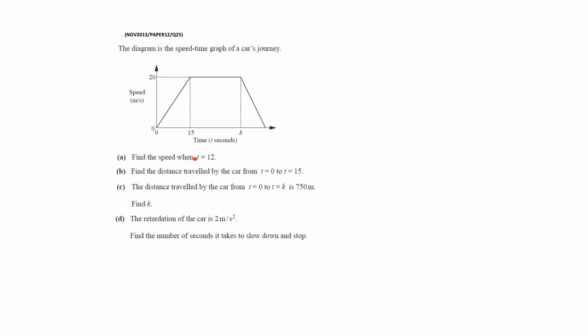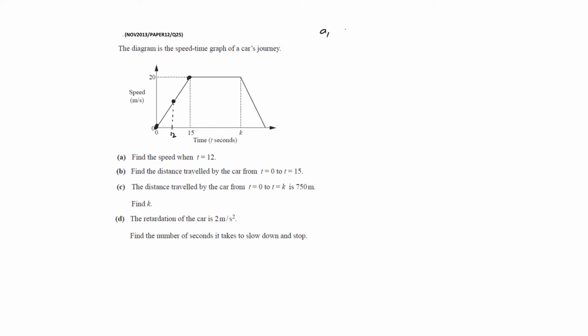You are being asked to find the speed when t is 12. Now remember, I just told you that the acceleration is constant over here. So even if you take the time value at 12 and try to figure out the gradient between these 2 points, the gradient would represent the acceleration, and the acceleration between these 2 points is the same as the acceleration between these 2 points. So you can calculate the acceleration over here. The acceleration of the car from t equals 0 to t equals 15 is the same as the acceleration of the car from t equals 0 to t equals 12.